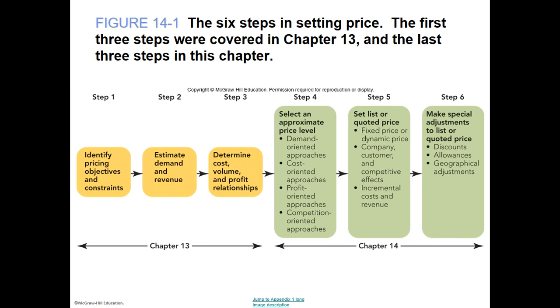Last chapter, we talked about the first 3 steps in setting price. Step 1, identify pricing objectives and constraints. Step 2, estimate demand and revenue. Step 3, determine cost, volume, and profit relationship. In this chapter, let's continue with steps 4, 5, and 6. Step 4, select an approximate price level. Step 5, set list or quoted price. And step 6, make adjustments to list or quoted price.